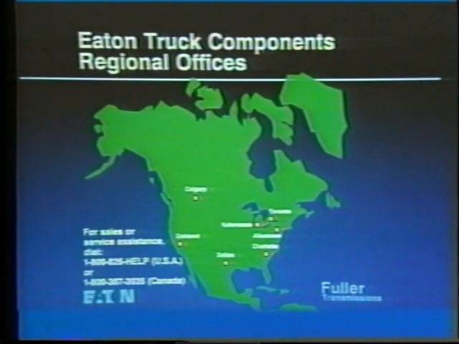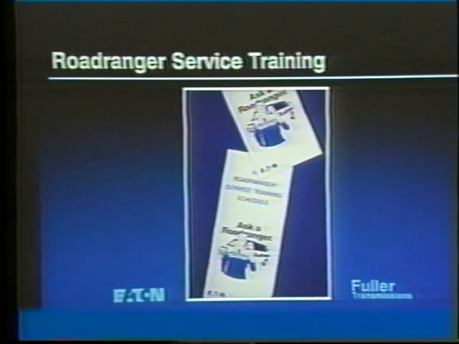Eaton Truck Components regional offices are located throughout the U.S. and Canada to give you quick answers for those unusual problems. Their experienced personnel will be happy to assist you. Give them a call. To keep current on new information, plan to attend a service school at one of the Eaton Truck Components regional offices. Training sessions are given on a regular basis and provided free of charge. Write or call for a current schedule of classes and a detailed description of course content.